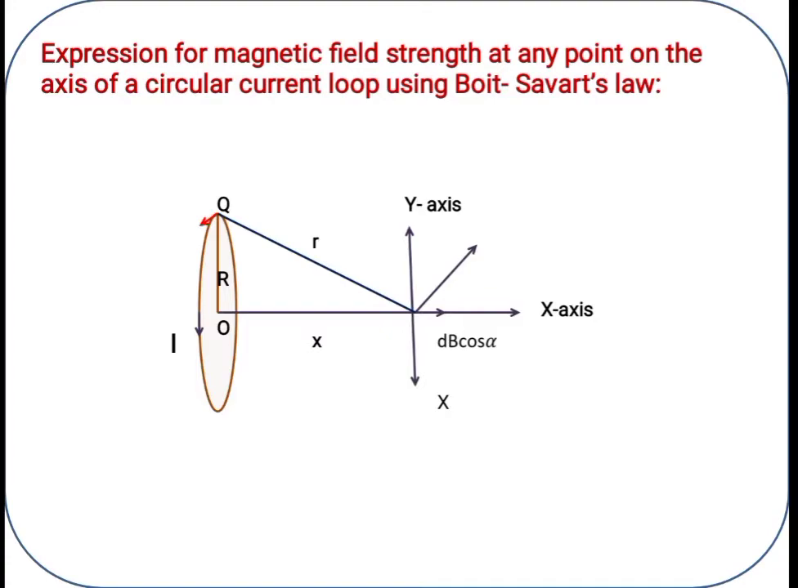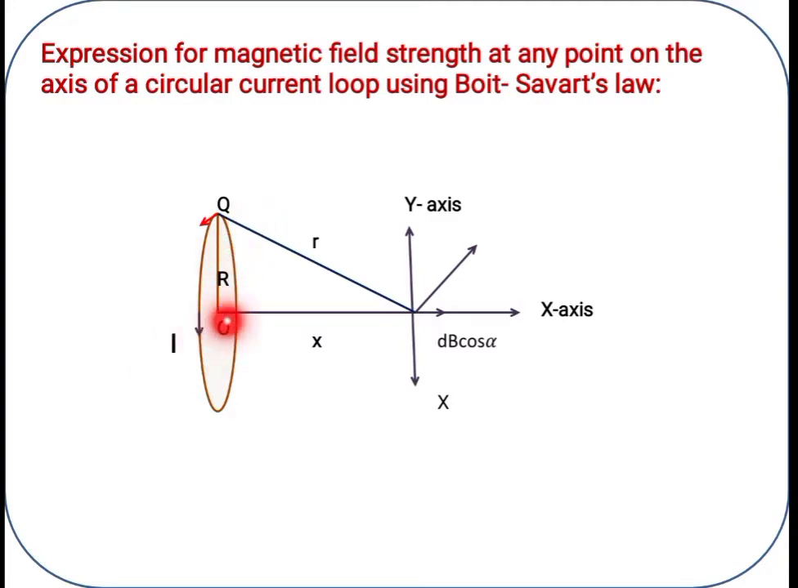Okay, next one: expression for the magnetic field strength at any point on the axis of a circular loop, using again the same Biot-Savart's law. We are going to use the same law for a different shape. Here we are going to consider a circular loop. This is a circular loop, or we can say a ring. A ring means a metal conductor. Suppose current is passing through this ring, flowing in this direction, and that current is denoted by I.